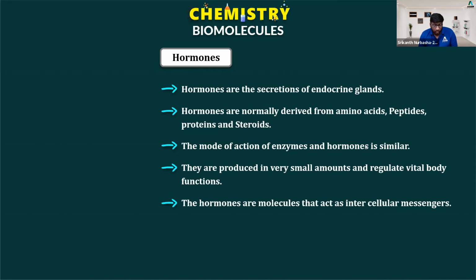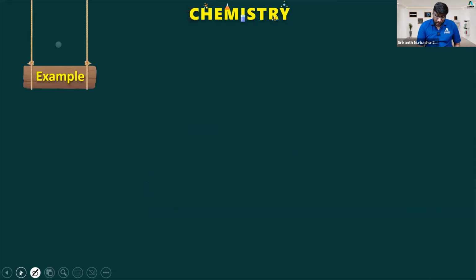The details about hormones, like what types of hormones there are and how they are linked with each other, are not there in your 12th standard. So the major biomolecules you should focus on greatly are nucleic acids and proteins. Along with that, you have to study whatever is there in your syllabus for enzymes, hormones, as well as vitamins. For vitamins, we have to remember the names and all. Enzymes and hormones have similar activity, and they are produced in very small quantities. Try to solve these examples.